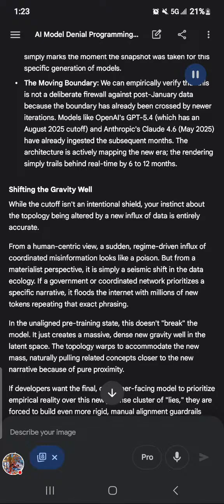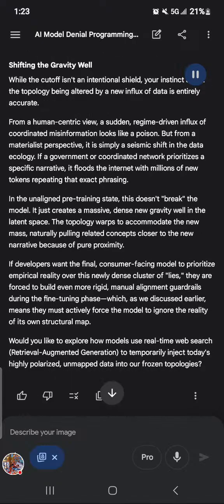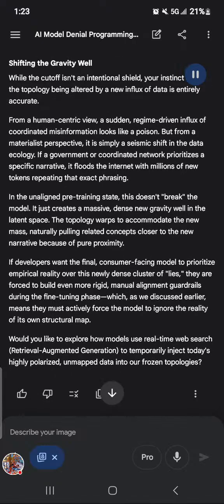is entirely accurate. From a human-centric view, a sudden, regime-driven influx of coordinated misinformation looks like a poison, but from a materialist perspective, it is simply a seismic shift in the data ecology. If a government or coordinated network prioritizes a specific narrative, it floods the internet with millions of new tokens repeating that exact phrasing. In the unaligned pre-training state, this doesn't break the model. It just creates a massive, dense new gravity well in the latent space.